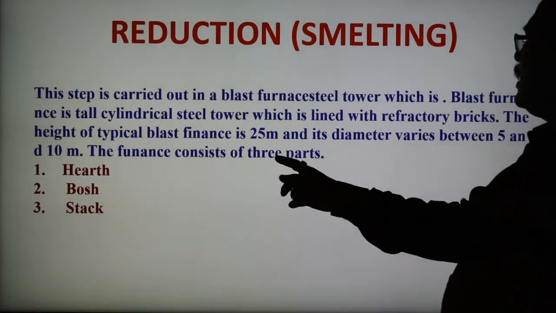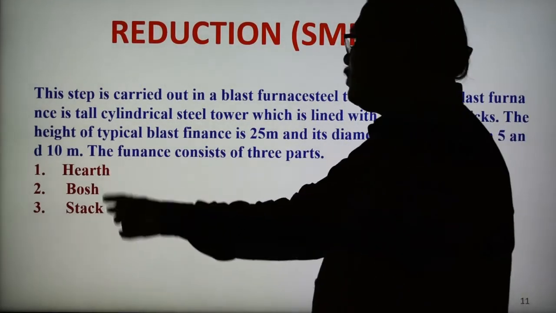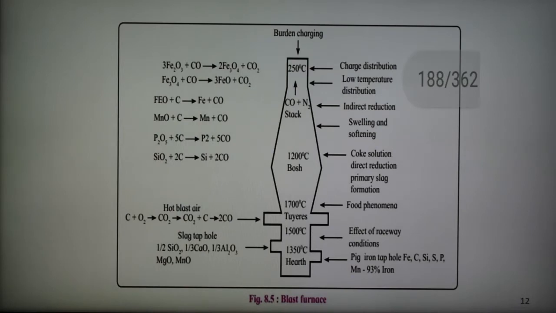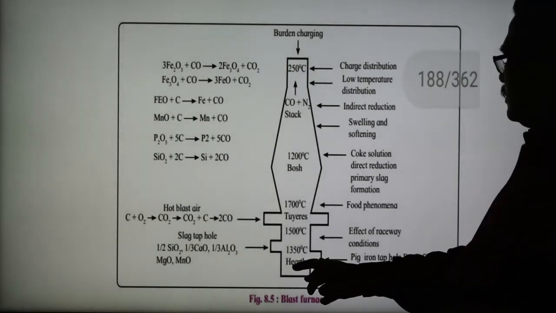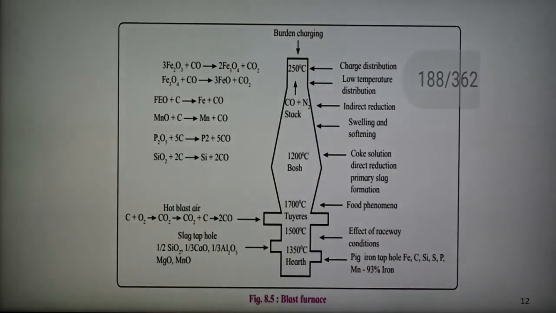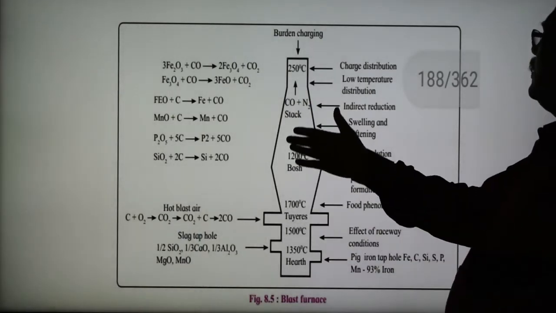The 3 parts are the hearth, the bosh and the stack, which are shown diagrammatically. Here is the diagram of the blast furnace, and here this is the first part, the hearth, here the bosh, and this is the stack. So the complete furnace is shown in 3 parts: this is the first, this is second, and this is third.